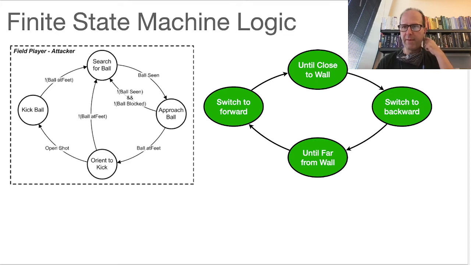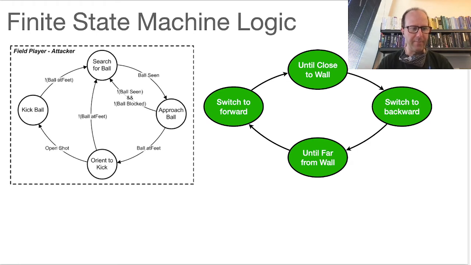I'm going to start with the example that we did that was fairly linear, shown here on the right. We move forward until we're close to a wall, then we switch to moving backwards until we're far from the wall, and then we loop that. I'm going to start with that and then look at a more complex example that hopefully will highlight the syntax and things like that.